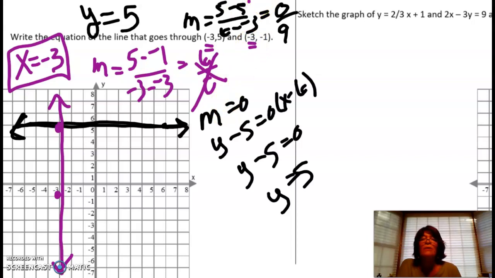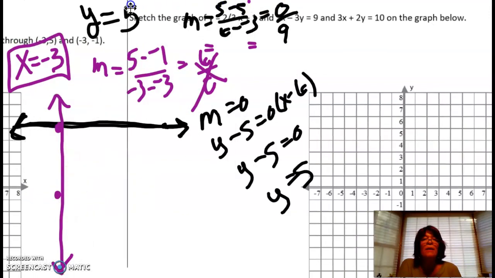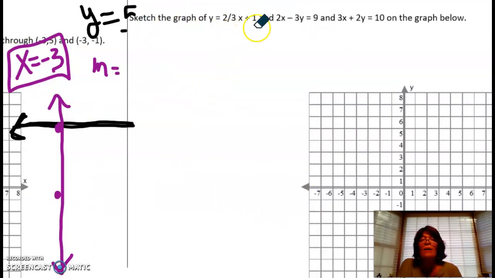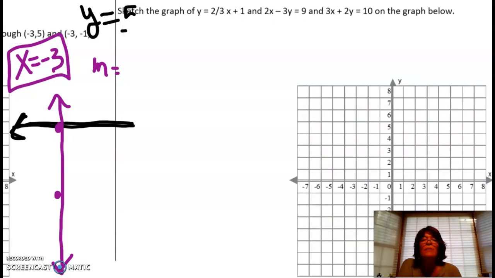Next, we are going to sketch the graph of y equals 2/3 x plus 1 and 2x minus 3y equals 9, and that all in the same graph. Okay. All right, so let's try it.